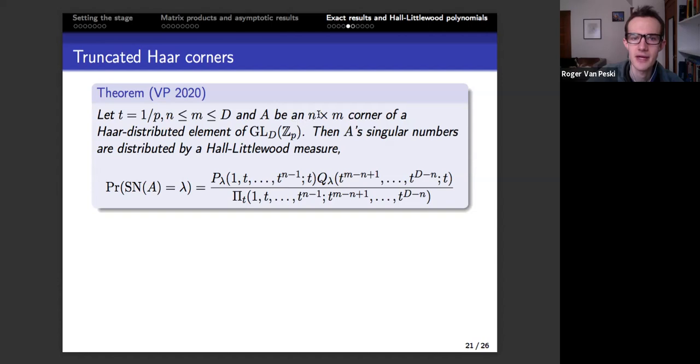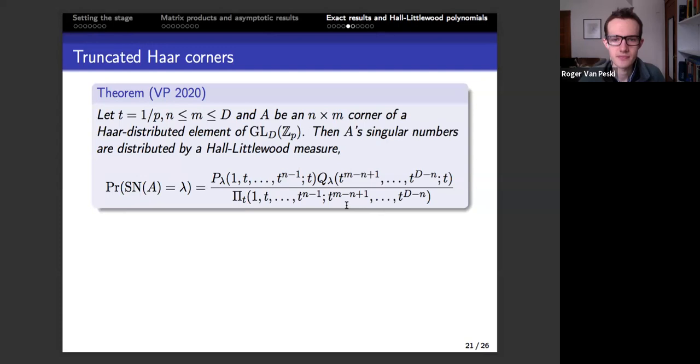if you look at a rectangular corner of a Haar distributed element of GL_D(Z_p), so here we're not talking about these IID additive Haar matrices anymore. We're talking about the Haar measure on this compact group, just as a group. So if you look at this n by m corner of such a matrix, then its singular numbers will have some distribution, and that distribution is exactly a Hall-Littlewood measure where the specializations are given by these geometric series in t, often called principal specializations.